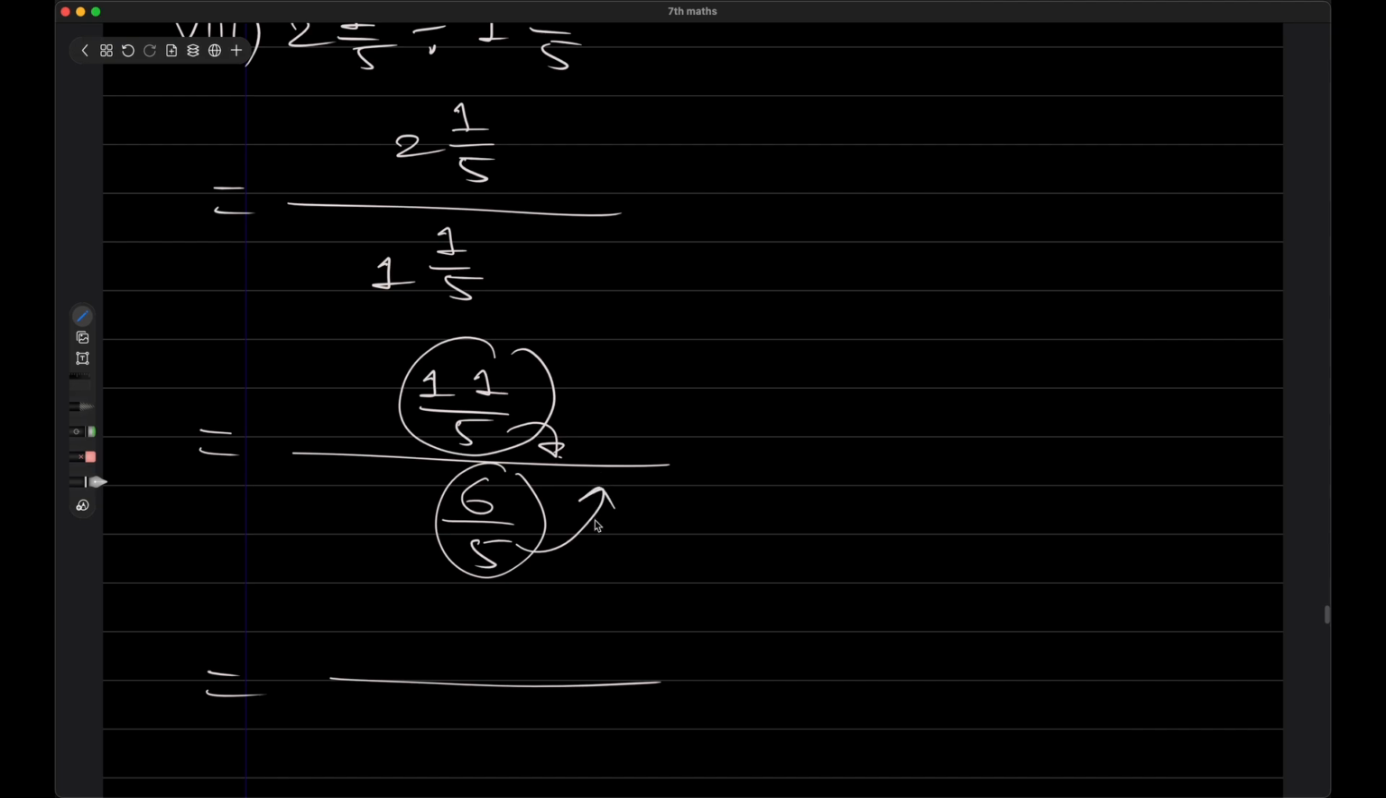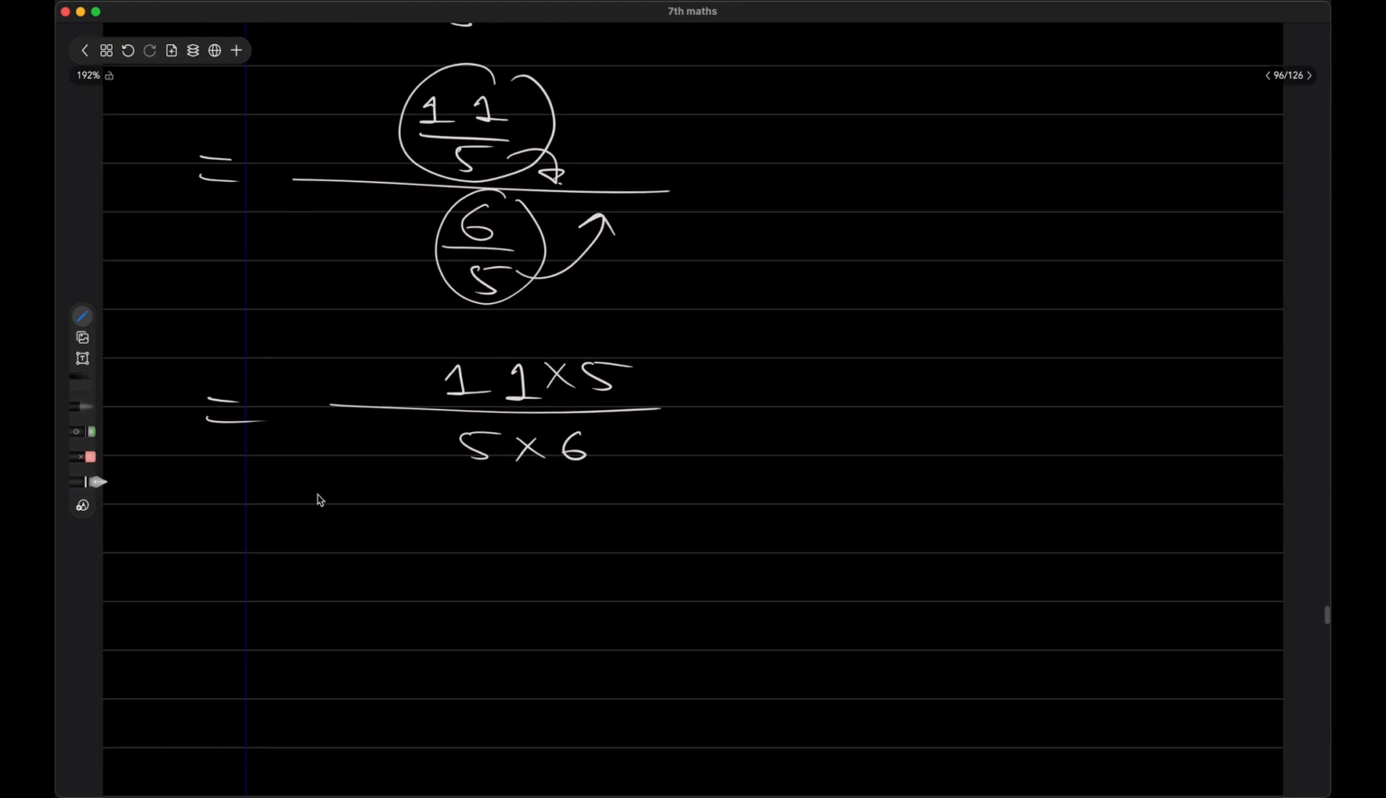That is equals to, send the denominator of all the fractions to opposite side, that is 11 as it is, send 5 to denominator, and 6 as it is, send 5 to numerator. That is equals to 5 will get cancelled and 11 divided by 6 is the answer.